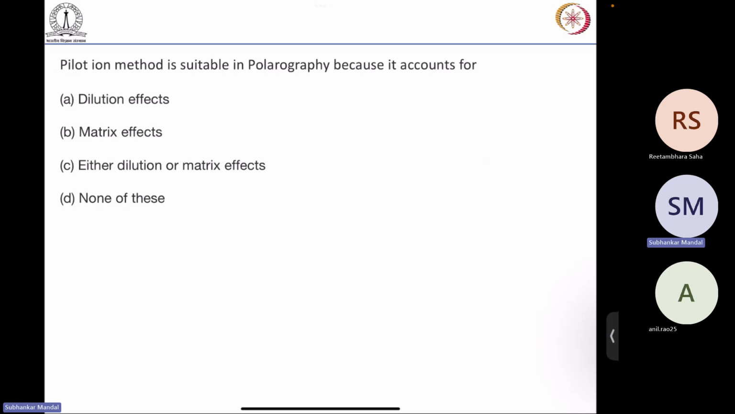The pilot ion method is suitable in polarography because it accounts for... I think we are discussing this question repeatedly. What will be the answer? Pilot ion method. I think it is B. We have discussed this question lots of times.